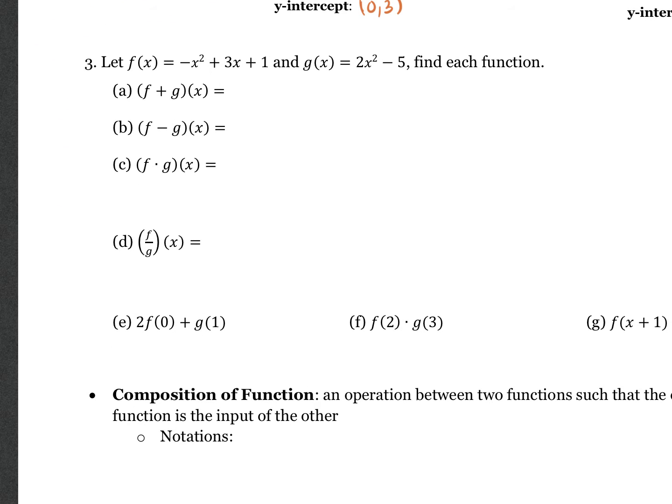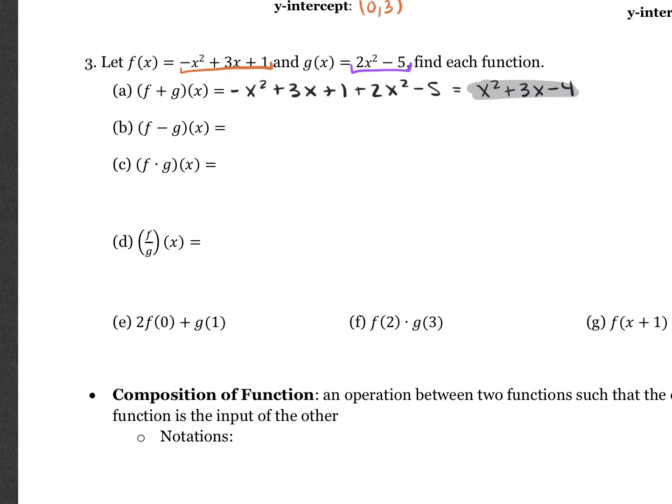Moving on, we also have function operations, which we've done previously in your other classes. So let's go through this real quick. If you have (f+g)(x), we are just taking our f function plus our g function and putting those two together. So this would be x squared plus 3x plus 1. And then we just combine like terms to get our final answer there. Okay, this should be a review.